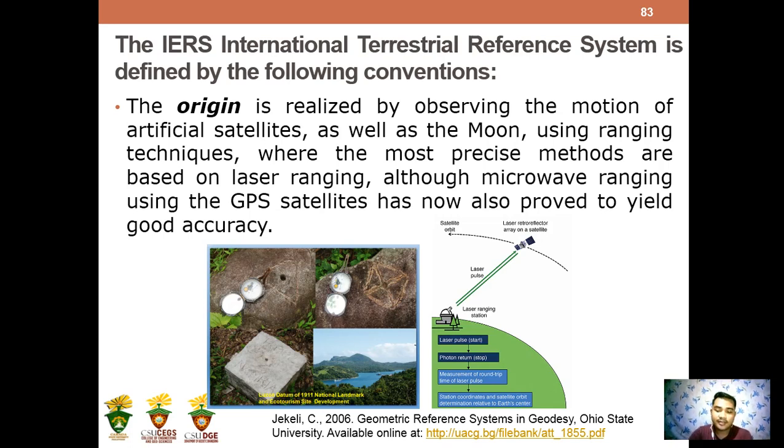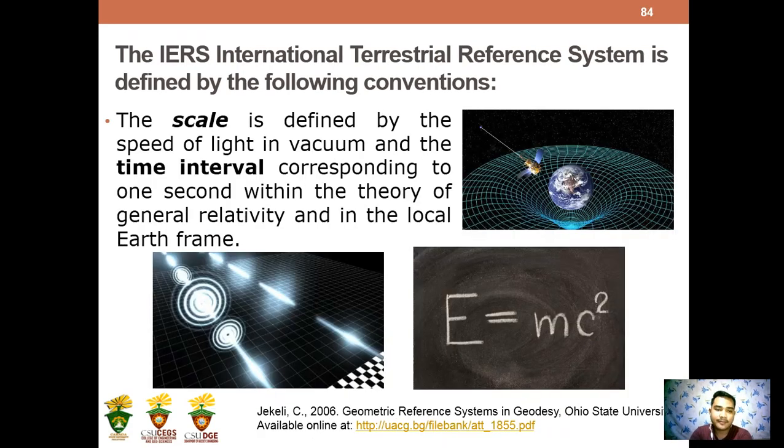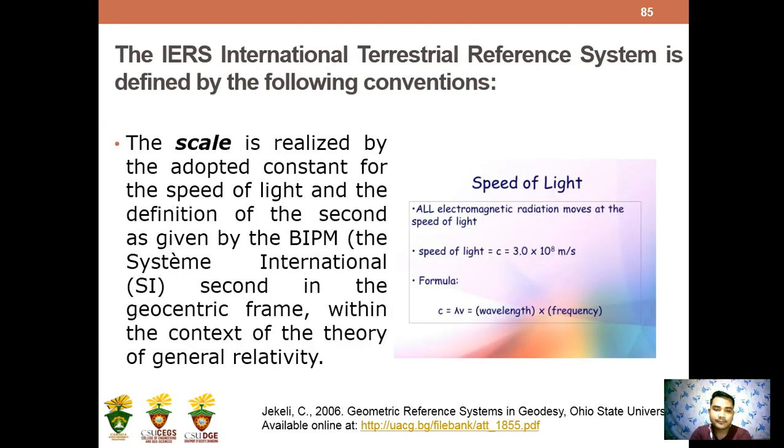And next is the scale. The scale is defined by the speed of light in vacuum and the time interval corresponding to the time of 1 second within the theory of general relativity and in the local Earth frames. The scale is realized by an adopted constant for the speed of light and the definition of the second as given by the BIPM or the Système International, the SI second, in the geocentric frame within the context of the theory of general relativity.